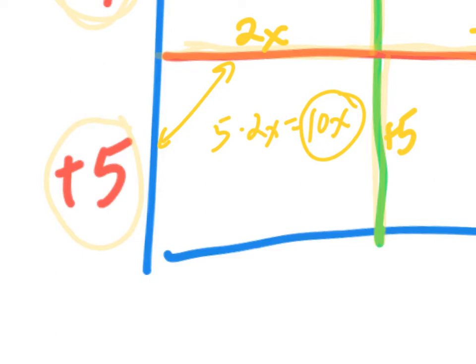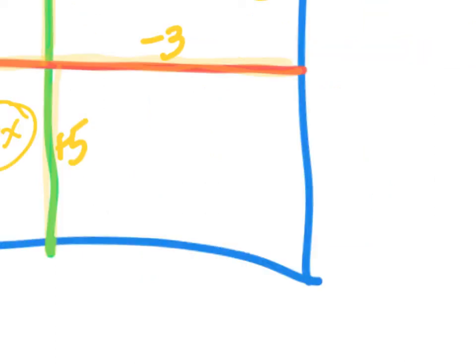Let's try the last one. Let's try this last box over here. Thanks to my pre-annotating, I actually can see that I'm just multiplying 5 and negative 3 together. So 5 times negative 3 is negative 15. Right, and that's the product of my last box.